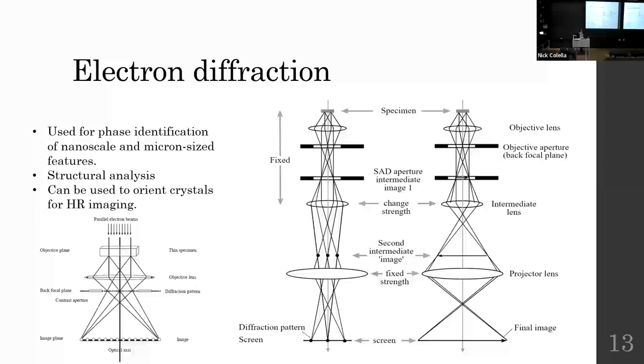How would we actually see this rather than the image? Well, it's actually really easy. All we have to do is press a button. And that button, all it does is change the strength of one of the lenses here so that instead of projecting the image onto the screen, we're now projecting the diffraction pattern.